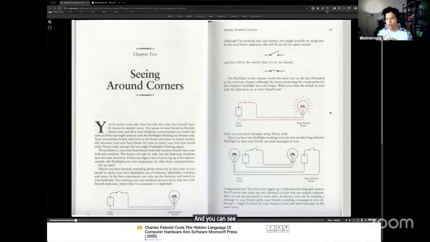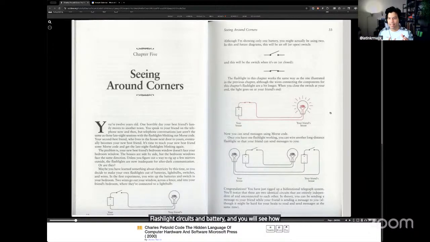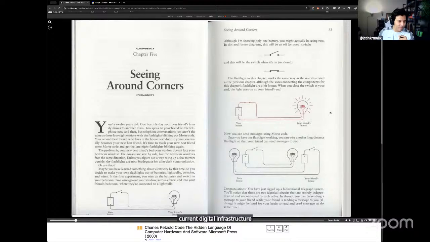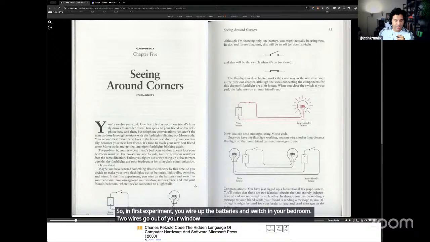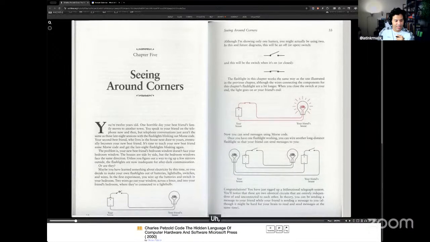I'm sure a lot of you might be confused about why we talked so much about flashlight circuits and batteries. You will see how. I think this is one of the core foundations of our current digital infrastructure. In the first experiment, you wire up the batteries and switch in your bedroom. Two wires go out of your window across the fence into your friend's bedroom where they are connected to a light bulb. So basically the setup is something like this, where you have a battery and a switch and your friend has the light bulb in their room.